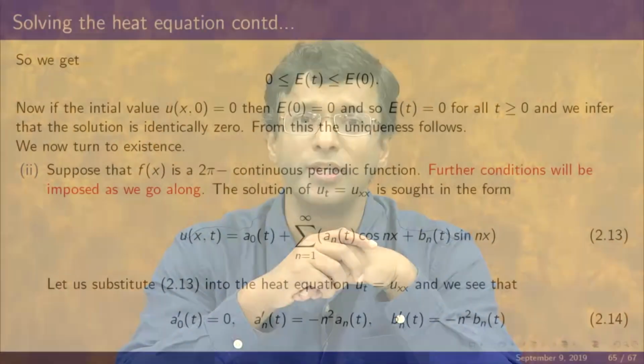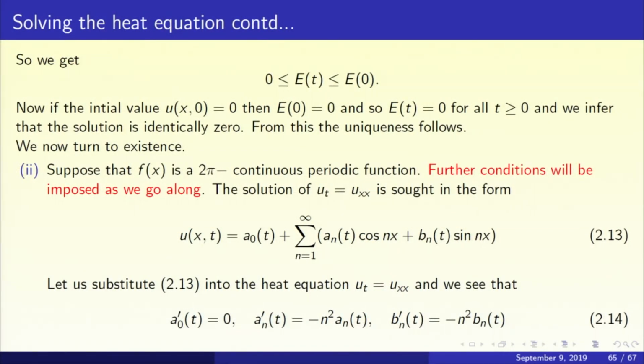E'(t) is less than or equal to 0, which means that E is monotone decreasing. So E(t) is going to be less than or equal to E(0) when t is bigger than 0. Also, the energy is non-negative, so we get the inequality 0 less than or equal to E(t) less than or equal to E(0).